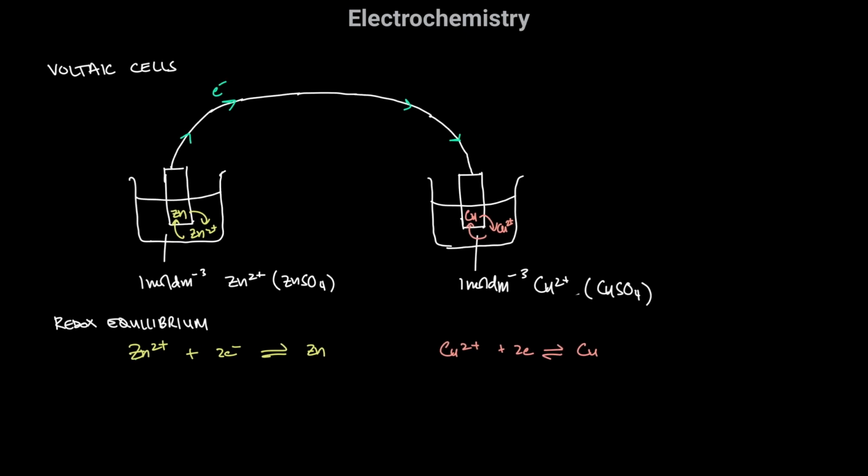So the first thing we can say is that zinc is a better reducing agent than copper. In other words, zinc loses electrons more readily than copper does. We can also say that copper 2 plus is a better oxidizing agent than Zn2 plus.